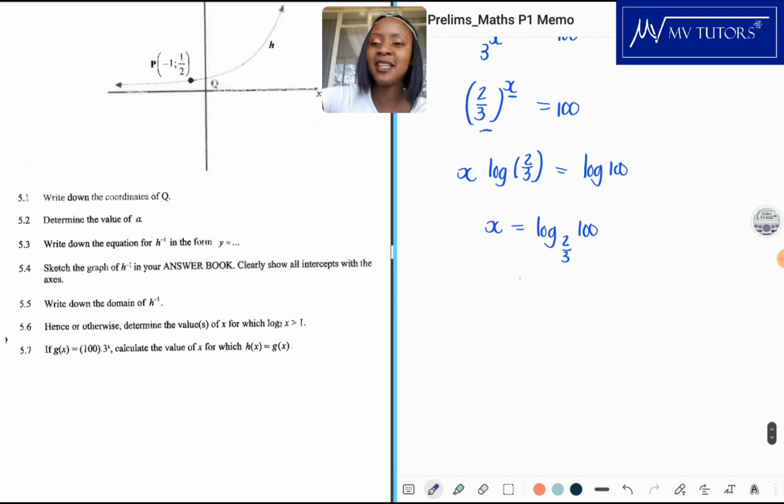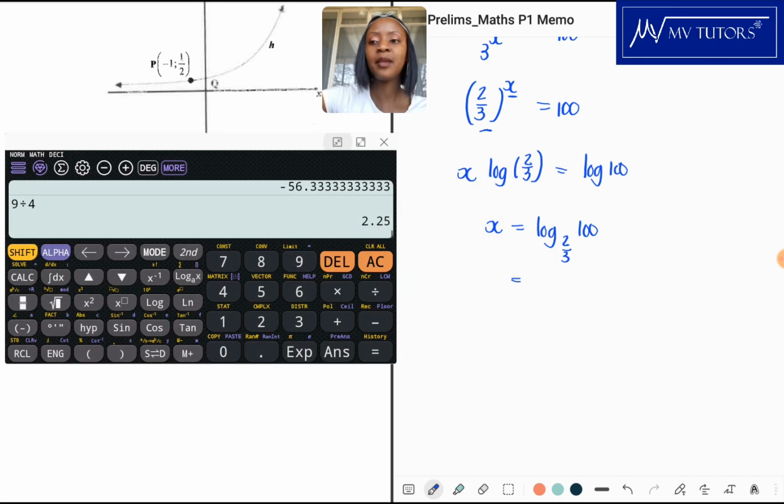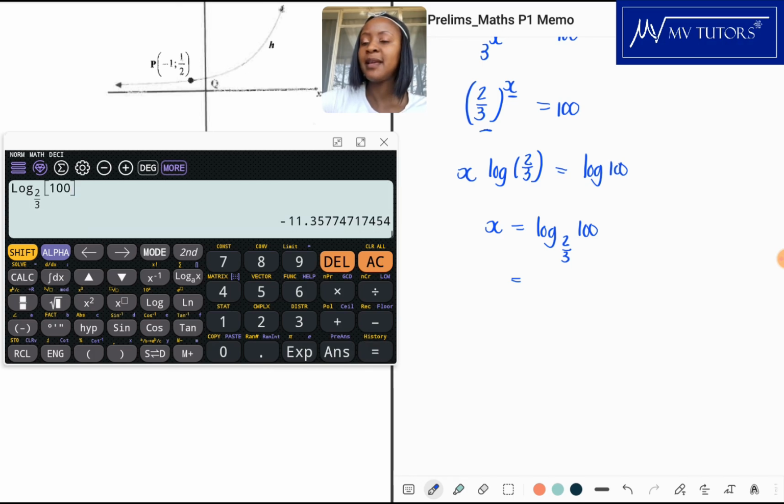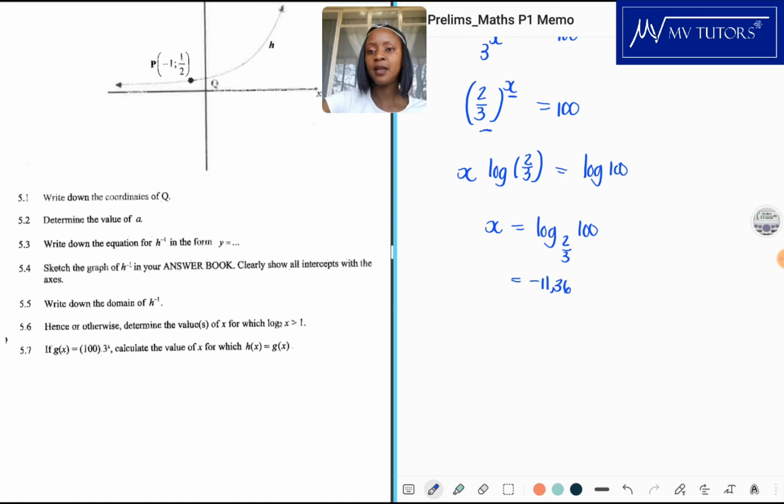And now we're gonna definitely use the calculator. So log base 2 over 3 of 100, and it's in negative 11,36. Yeah, so that's basically the value of x.